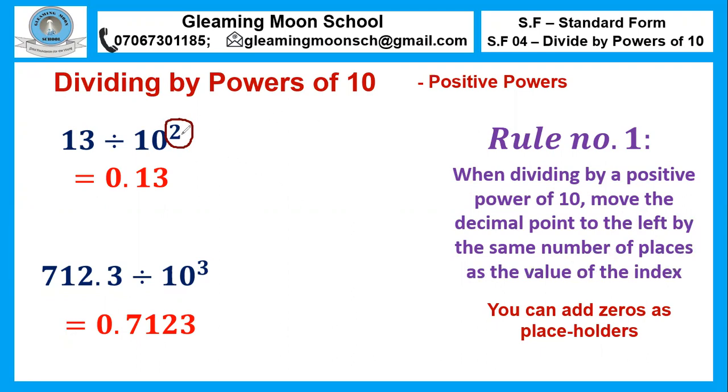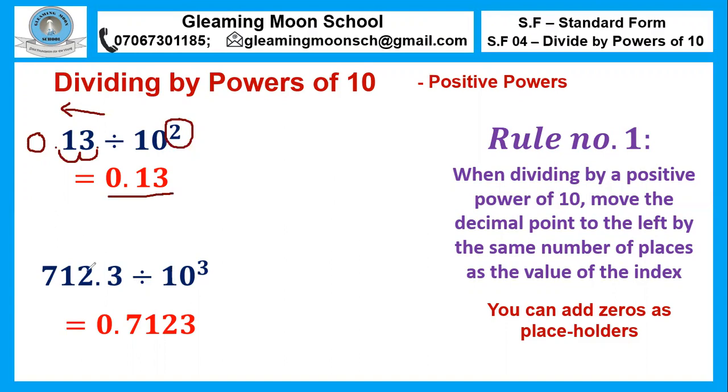So the power says 2, and you know that for every whole number, the decimal point is at the end here, okay? So if the power says 2 and the decimal point is there, and the rule says move the decimal point to the left, left is this way, move it to the left by the same number of places as the value. So that means we're going to move this decimal point 2 places to the left. So if we go from here, we count 1 and 2. So we put another decimal point there. And remember, you can add 0 as placeholder. And so we put a 0 there. And that's how we got this answer, 0.13.